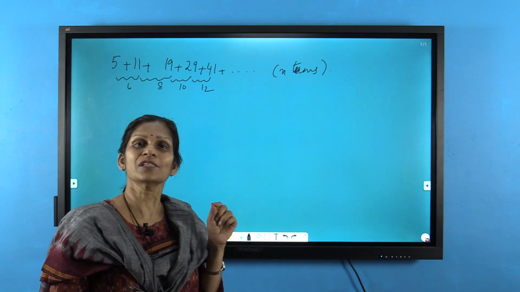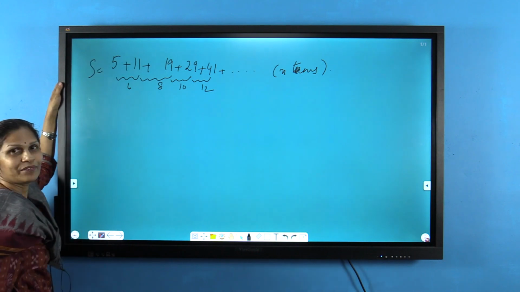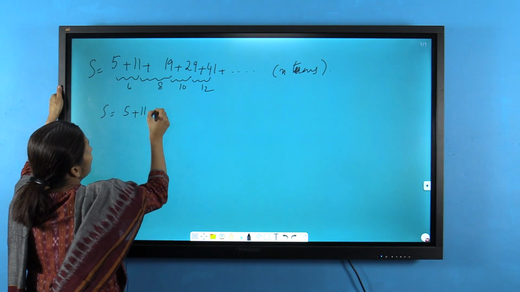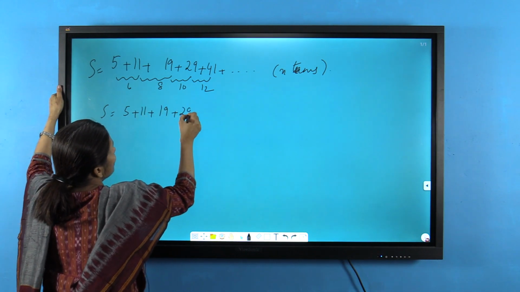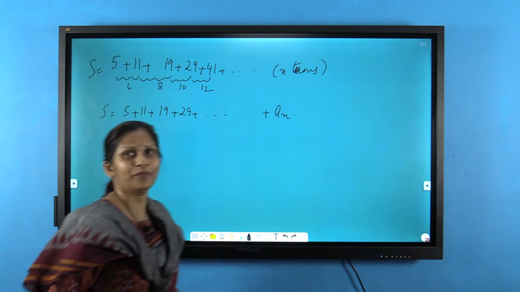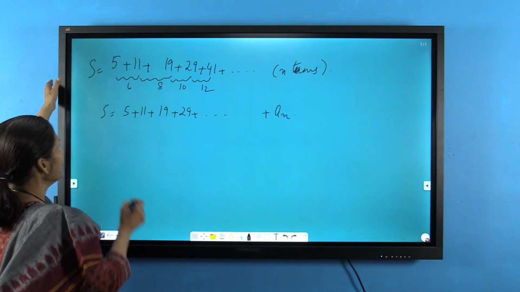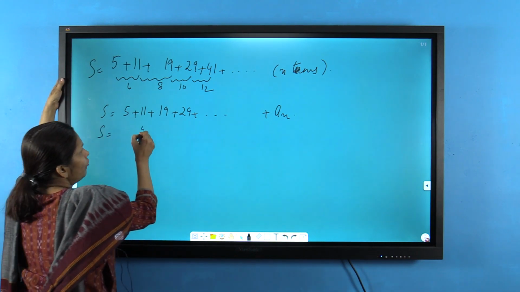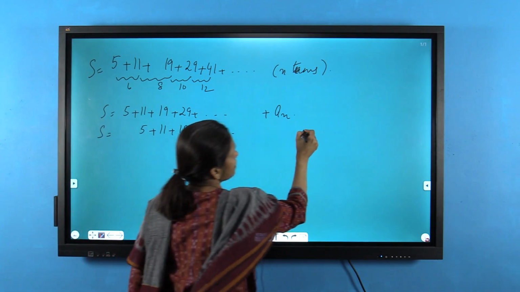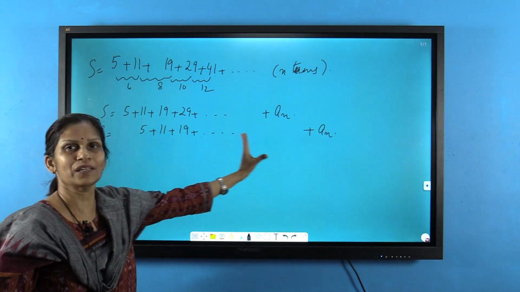Okay. So, in questions like this, what you do is call this S. S is 5 plus 11 plus 19 plus 29 plus etc. Suppose the nth term I will call an. Now, this same S I will rewrite once again. So, S is also 5 plus 11 plus 19 plus etc. plus an, because I am just shifting one side.